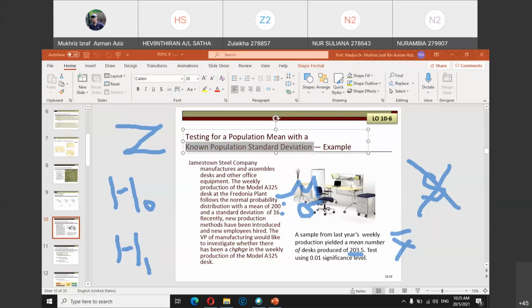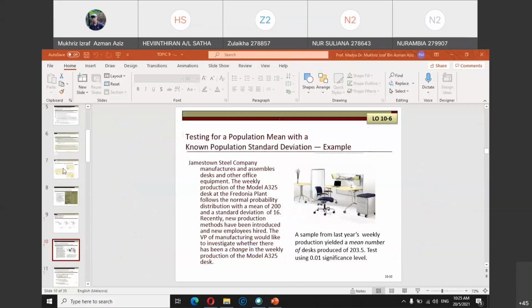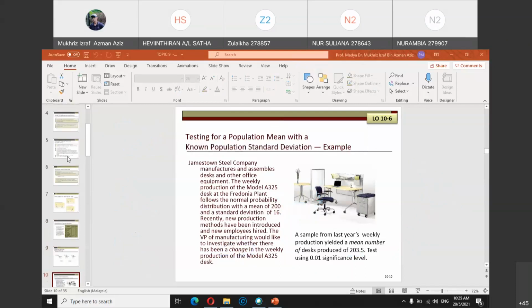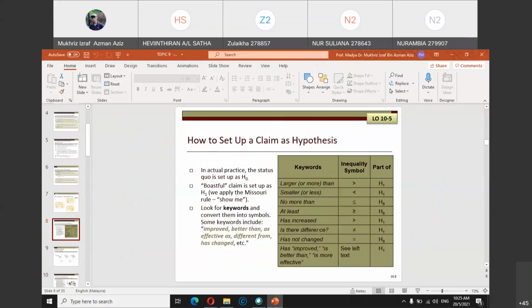But when they introduce a new method, maybe they hire new staff, increase the number of workers, or buy new machines or whatsoever, they believe that the mean actually has changed. So the keyword here, which is italic, is the word change. If you recall from our last Monday lecture, what are the keywords that you normally use to detect whether you're going to use more than, less than, or not equal to sign for H1?